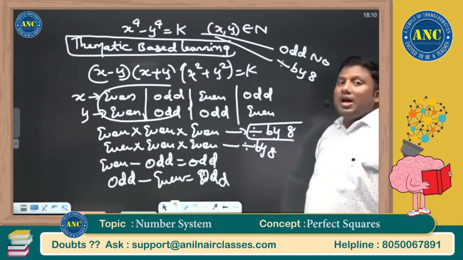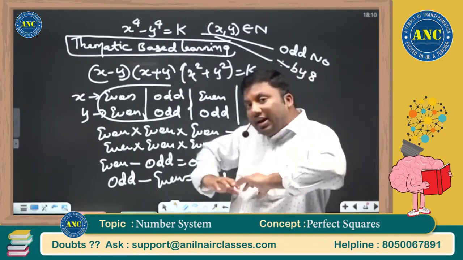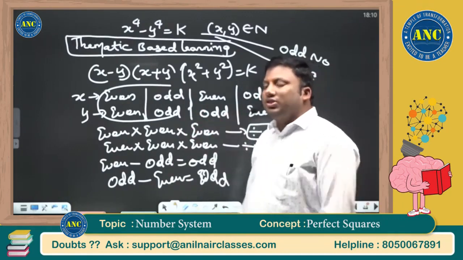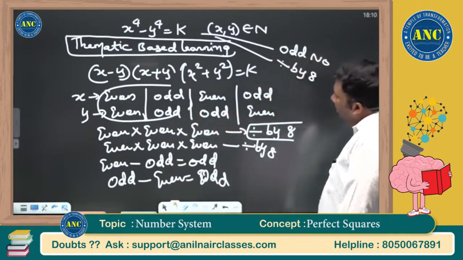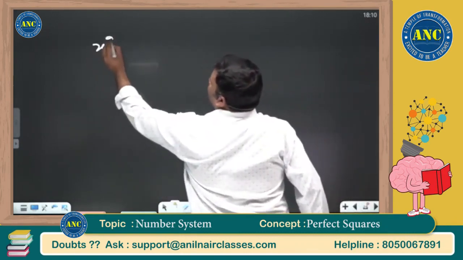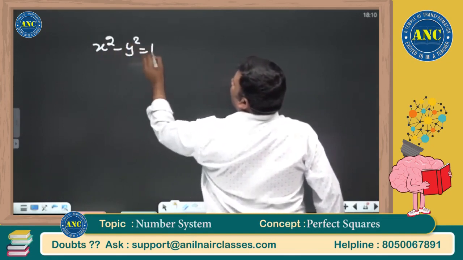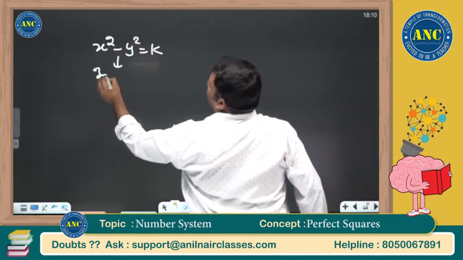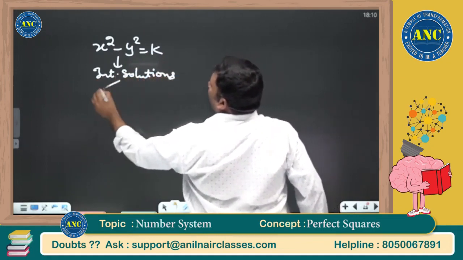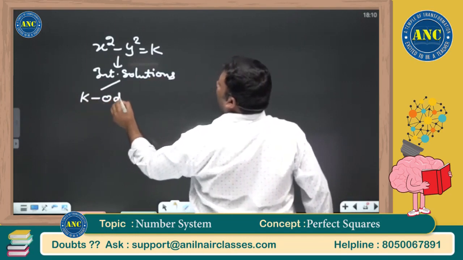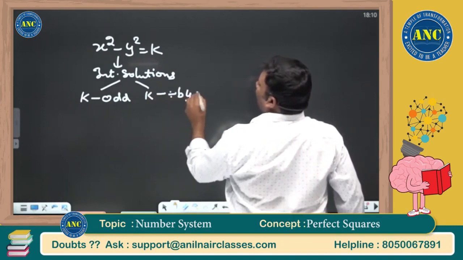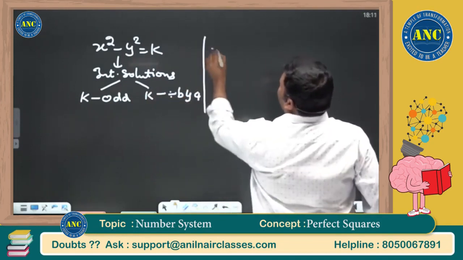Now we will conclude. The idea is to make a student create their own question rather than getting addicted to some books, which is nothing but a collection of questions. Right hand side should be divisible by 8. Now see here: x square minus y square equivalent to k. This equation has integral solutions when k is an odd number or k is divisible by 4.